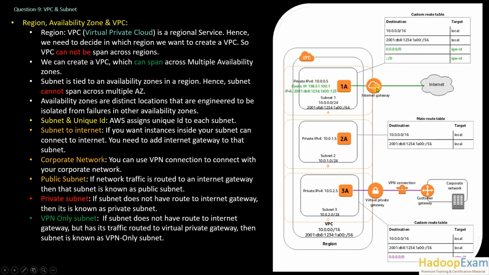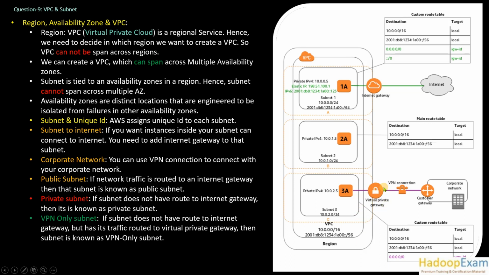If it has an internet gateway, then it is a public subnet. It can connect to the internet. Still, you need to do more configuration. But if it is attached to an internet gateway, then it can connect to the internet. Okay. If you need to connect to a corporate data center and not the internet, then what do you need?